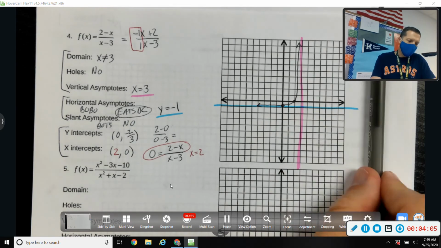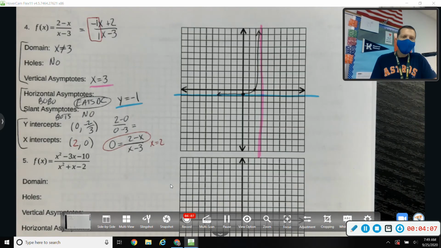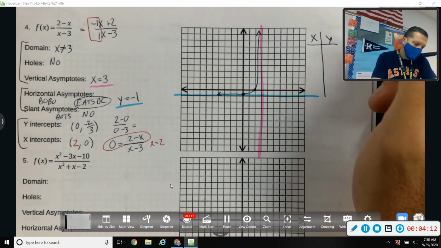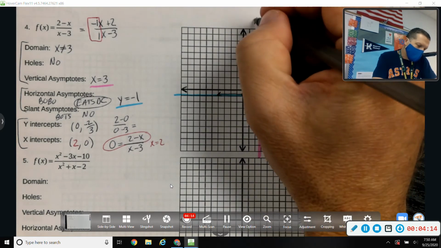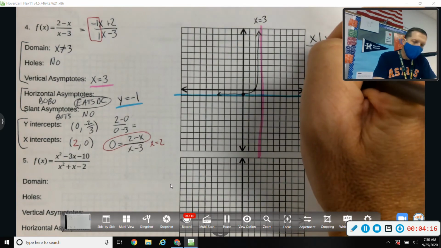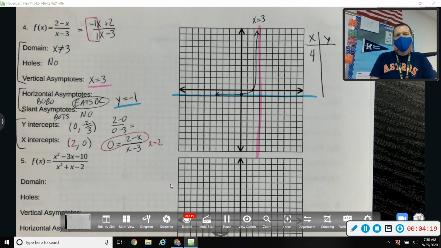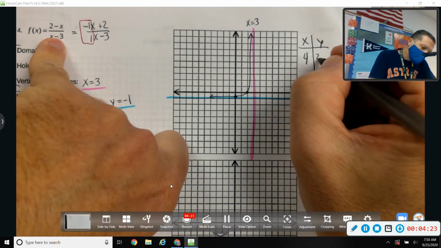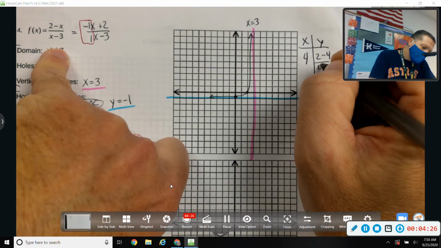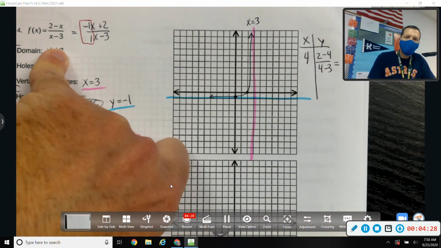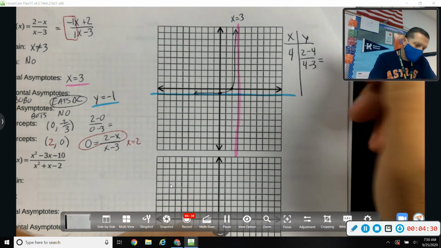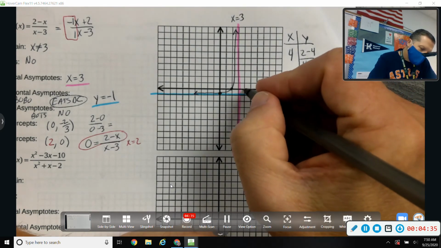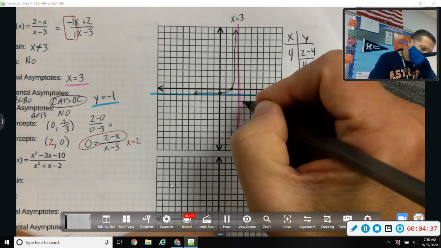On the right, I don't really know. There's nothing over there. So we need a table of values for what's going on over there. That asymptote was x equals 3, so I'll go one more past that and go to x equals 4 to see what I get. So 2 minus 4 over 4 minus 3. That would be negative 2 over 1. So 4, negative 2.